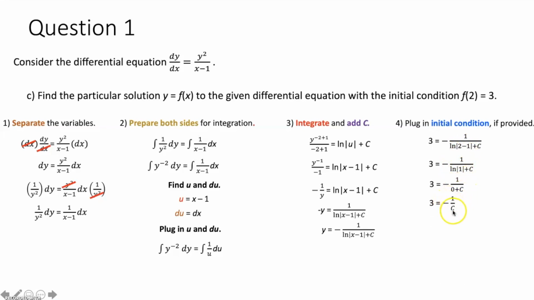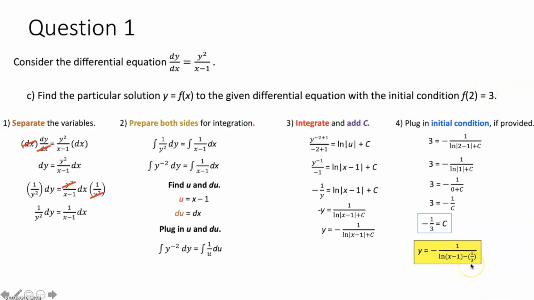Now negative 1 over c, we need to solve for c, so we can take the reciprocal of both sides, multiply both sides by negative 1, we get c is equal to negative 1/3. So I can then take that negative 1/3, plug it in for c in our general solution, and we now have the equation of our particular solution to this given differential equation with this initial condition.